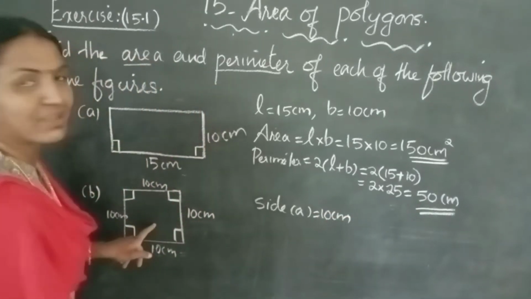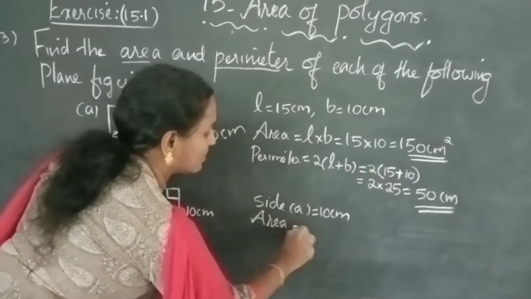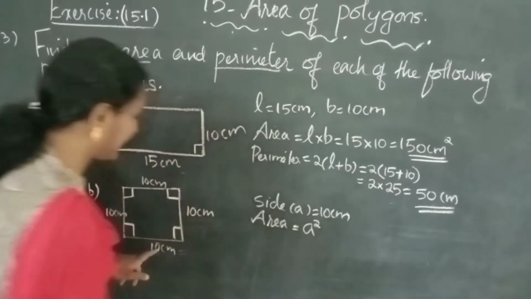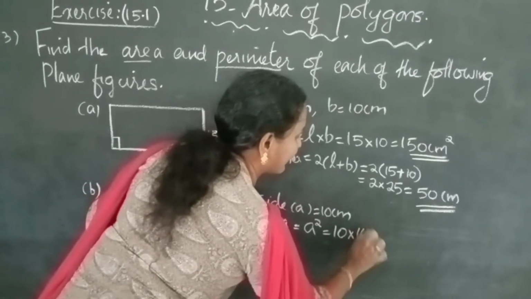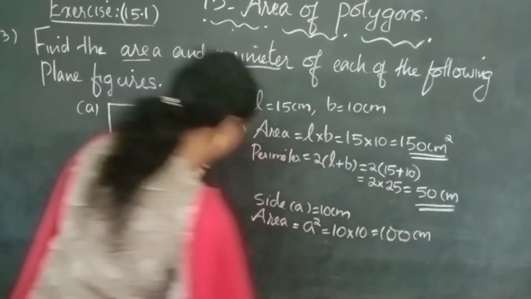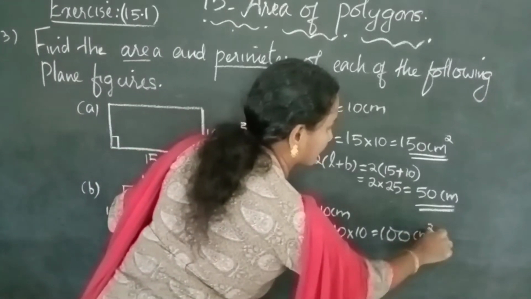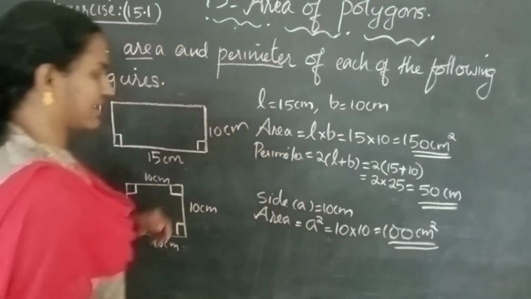First you have to find the area of the square. Area is equal to A square, side into side. A into A is equal to 10 into 10, which is 100. Here the unit is centimeter, so the area is 100 centimeter square.